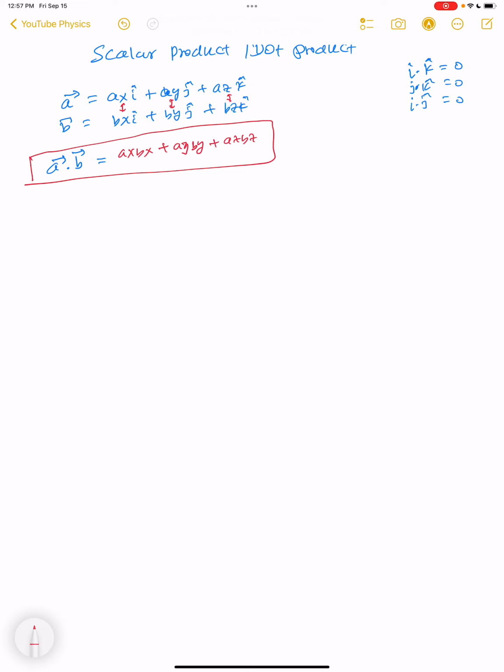Another equivalent value of this is that a dot b is also equal to the magnitude of vector a and the magnitude of vector b multiplied by the cosine of phi, which is the angle between the two vectors. So if you had vector a here and vector b here, with angle phi between the two, you could take the individual magnitudes and multiply them by the cosine of the angle.